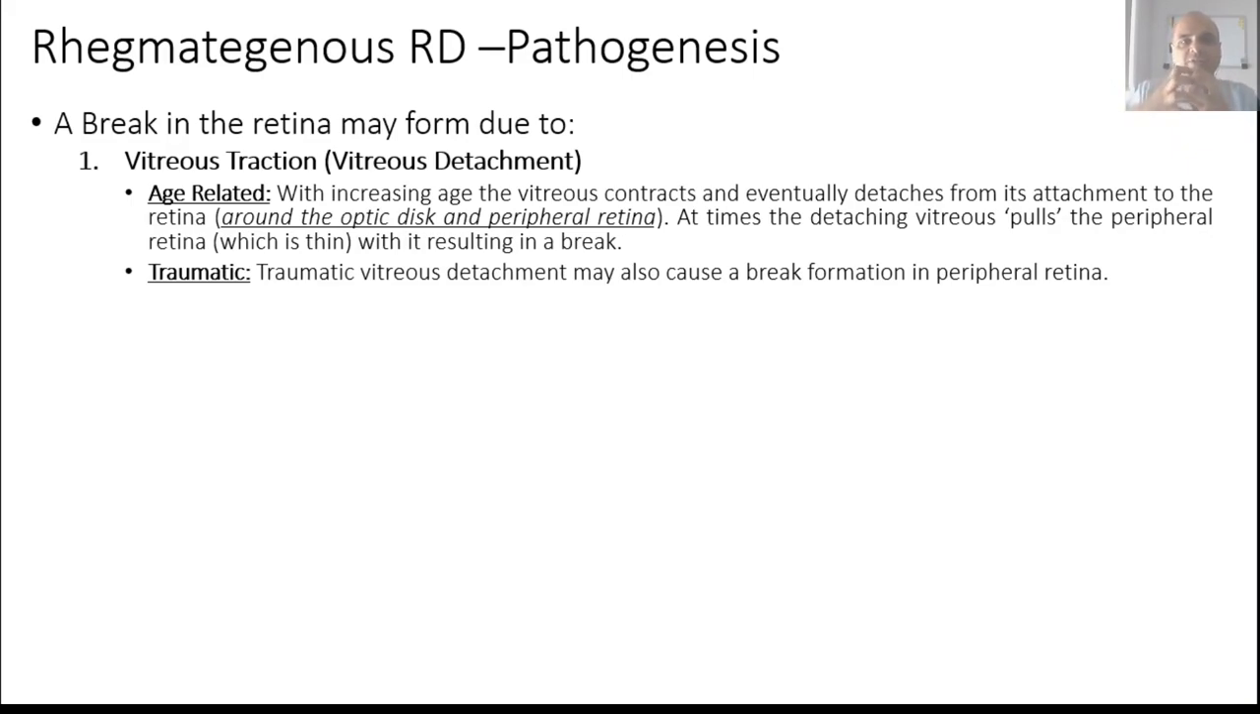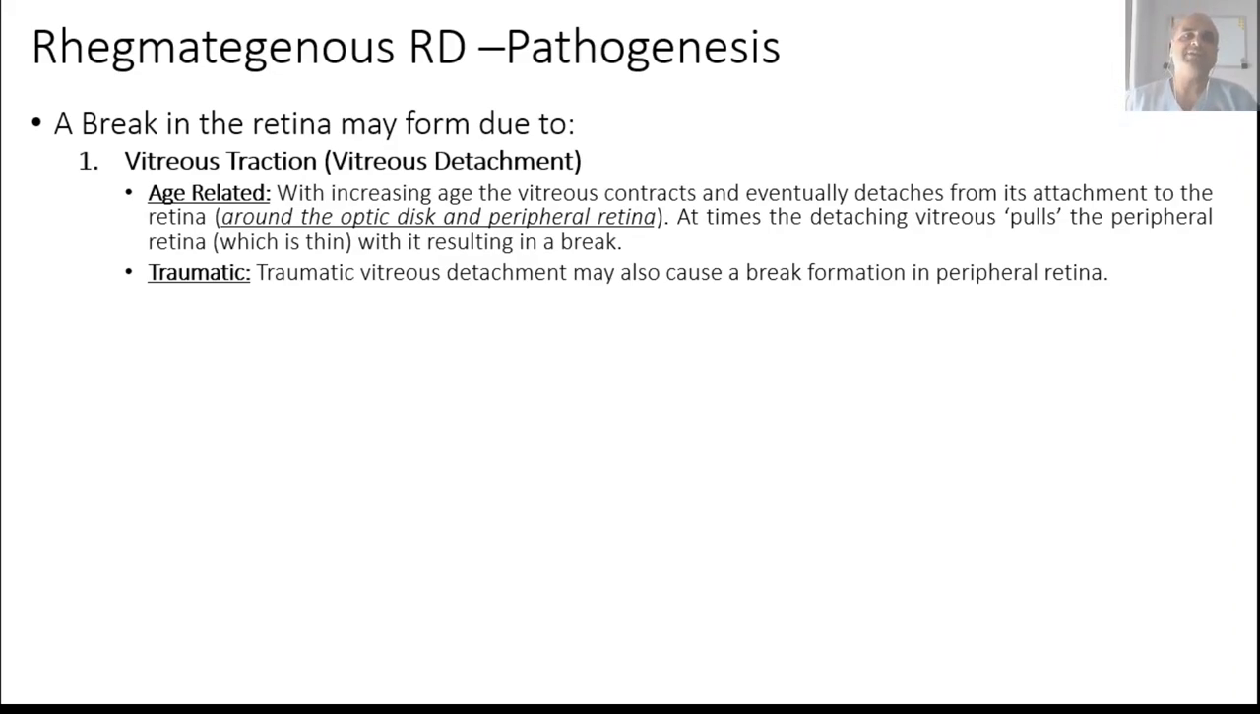As it is contracting, it tends to separate from the areas where it is tightly adherent to the retina, which are two places, either around the optic disc or at the very periphery of the retina. As it is separating from the periphery of the retina, where the retina is thin and the vitreous is tightly adherent, it might pull the retina with it, causing the formation of a break.